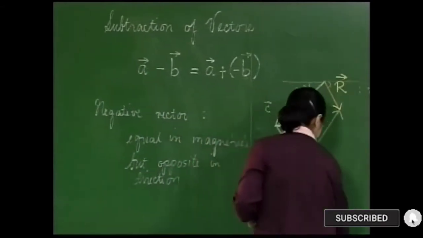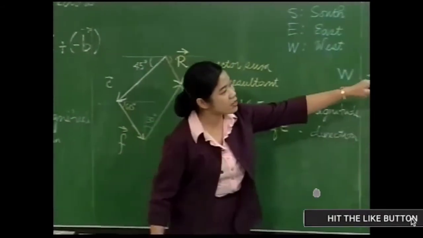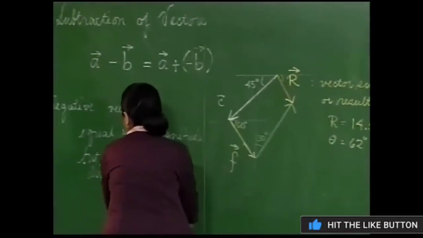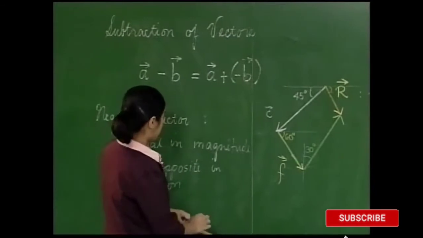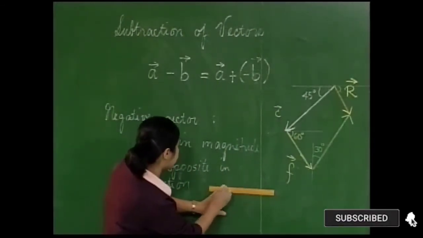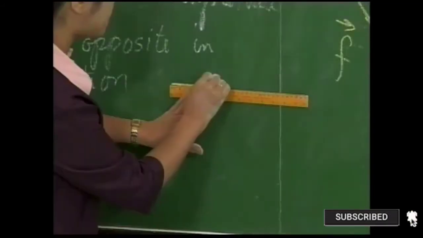So for example, let's look at vector B again. Vector B is 15 centimeters due east. So vector B, I have 15 centimeters due east.